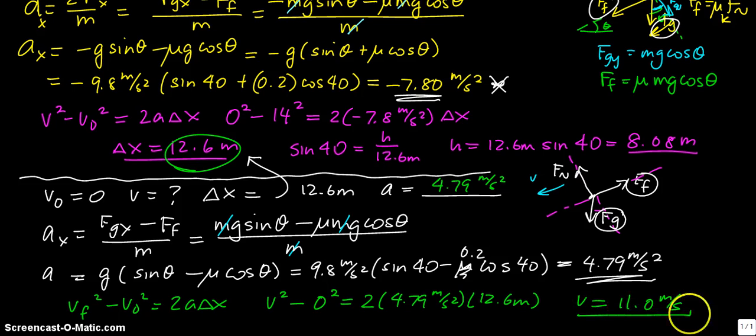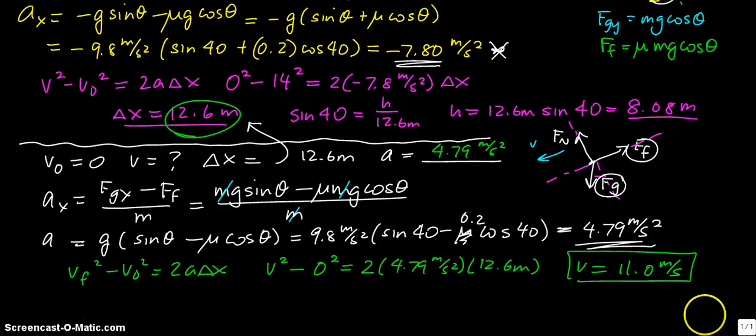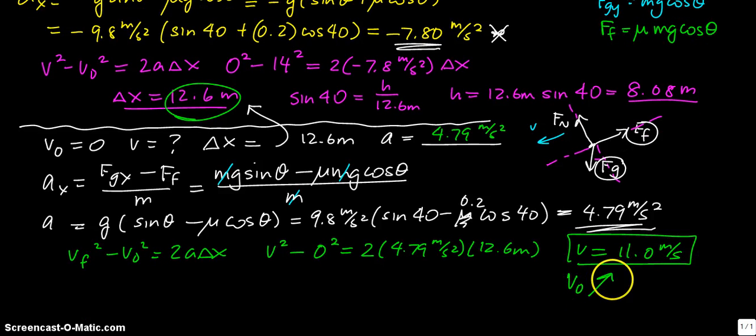meters per second. I want you to notice that this is less than the original velocity. The original velocity on the way up the incline was 14 meters per second, so this is less than that original value. It has lost velocity due to the backwards force of friction. So our final answer for part B, with what speed does it return to the bottom of the incline? That answer is 11 meters per second.